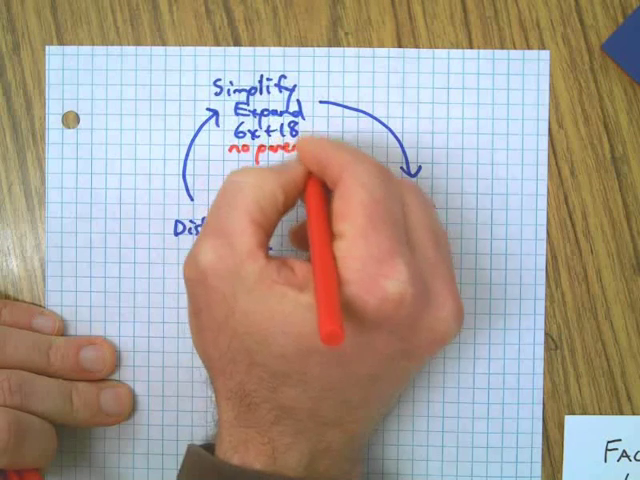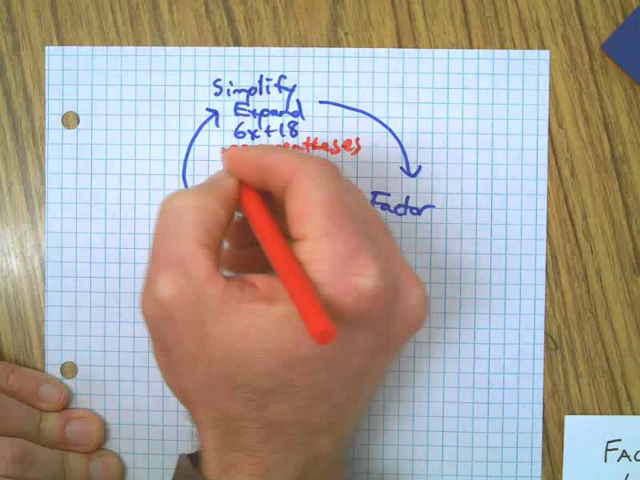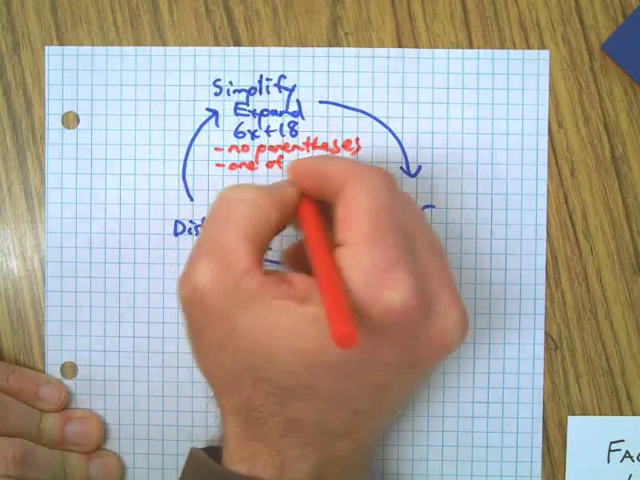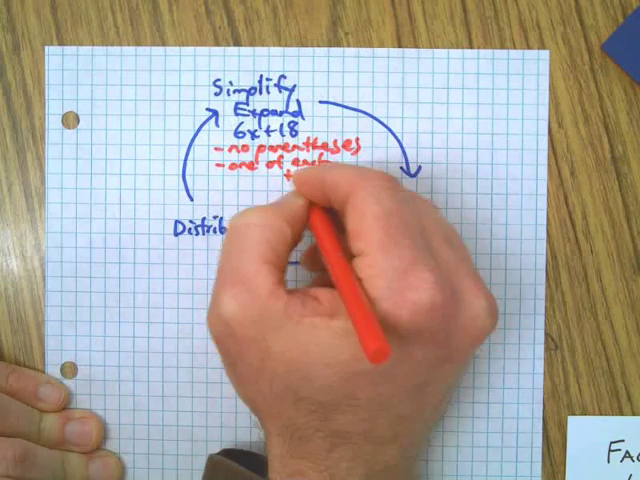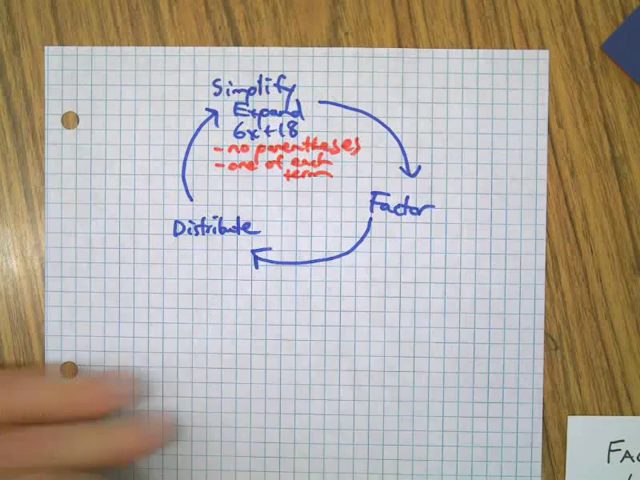And that's probably the best way to think of what is simplified or expanded form. What does that look like? There's no parentheses, and we only have one of each term. So I have one x term and one number term. Okay? It's easy to tell when you're simplified.